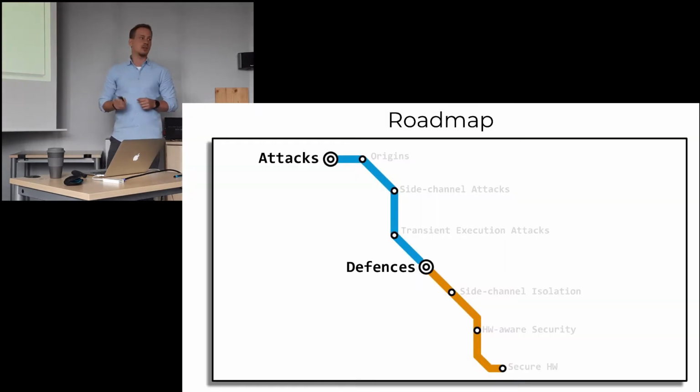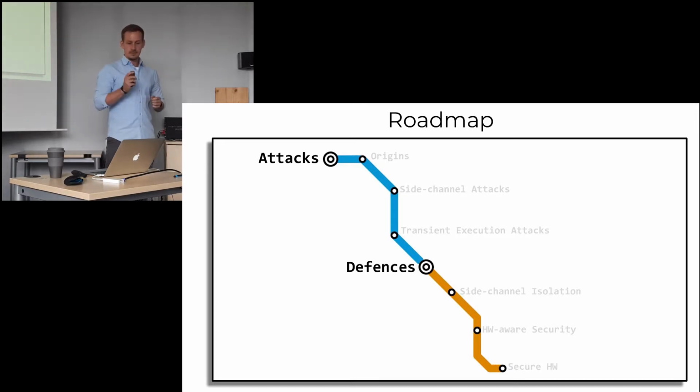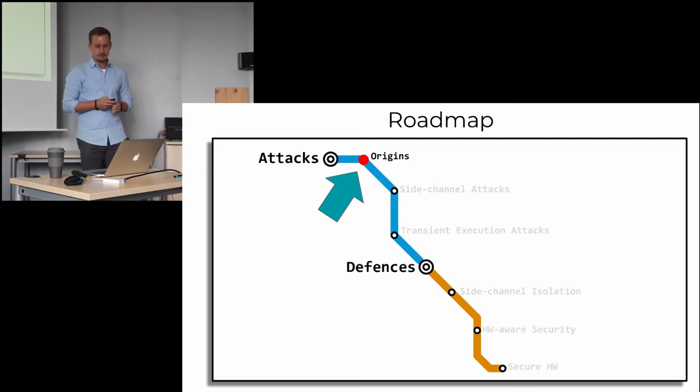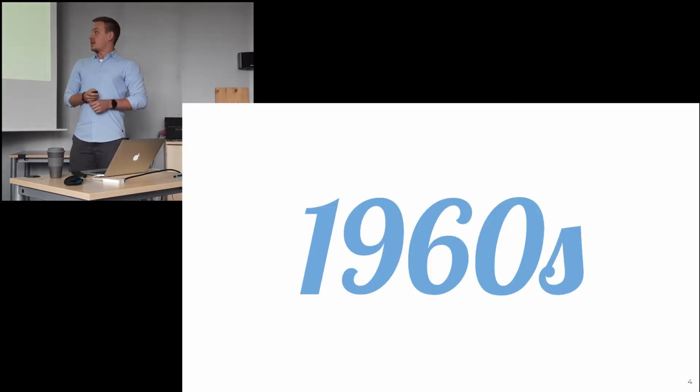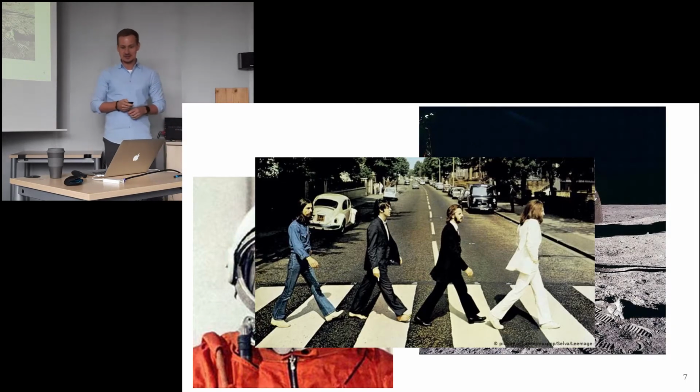So in case you're wondering, the labels are hidden on purpose so that we can take it one step at a time. And we will begin with origins. So the story begins in the 1960s. It's the time when humans went into space, to the moon, and Beatles crossed the street once.